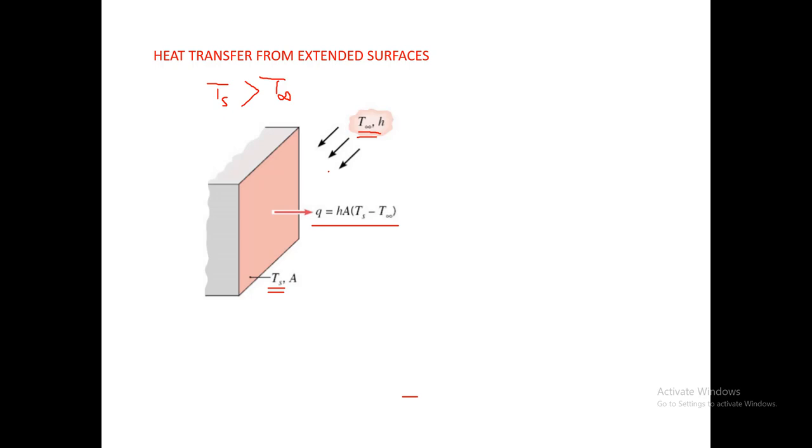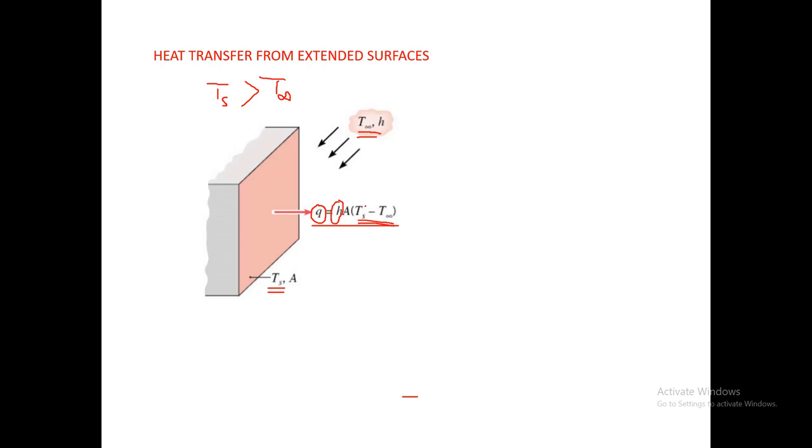Now what if I want to increase this heat transfer rate? For example, I'm interested in increasing this heat transfer rate. So there can be different options. One option is to increase this temperature difference, but normally this is not in our control because the operating conditions are not in our control, so we cannot change this temperature difference. Another option is that we change the value of H.